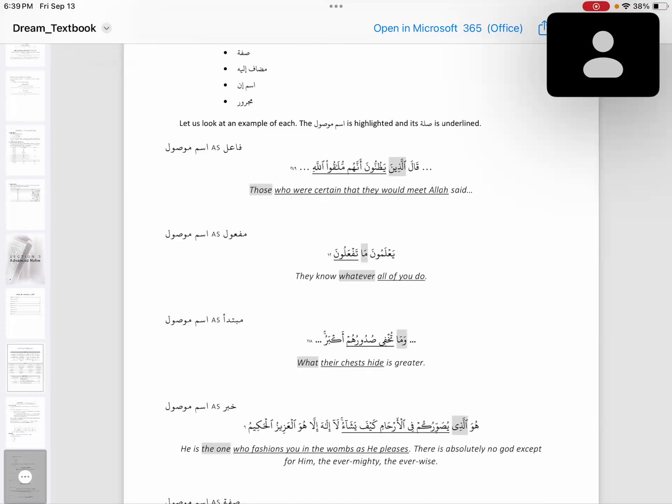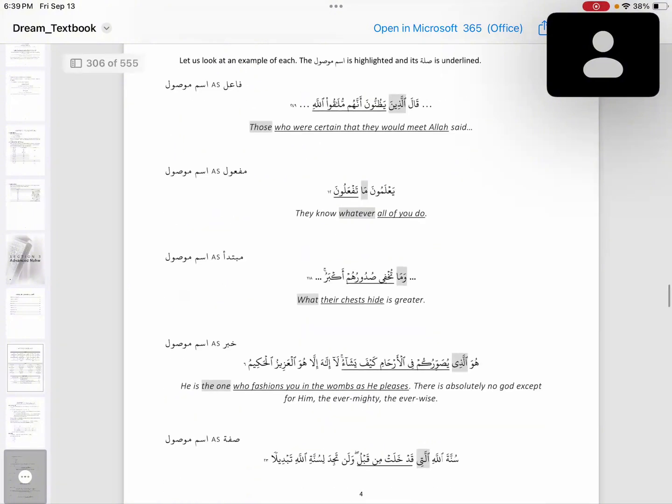Ism mawsul as maf'ul. Ya'lamuna ma taf'alun. They know whatever all of you do. Ism mawsul as mubtada. Wama tukhfi suduruhum akbaru. What their chests hide is greater.